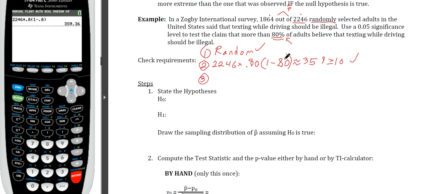Thirdly, we have adults in the United States, and we tested 2,246 of them. 2,246 is definitely less than 5% of all adult Americans, or adults in the U.S.